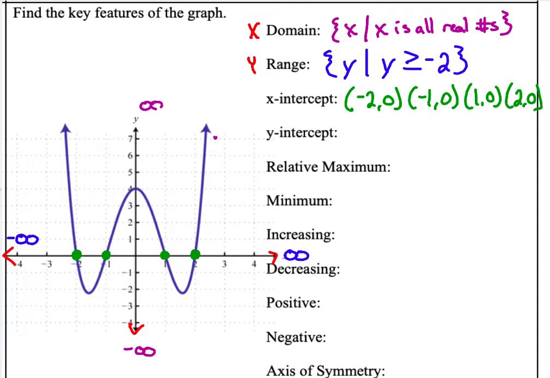Now our Y-intercept is just that, where it crosses the Y-axis. In this case, it only crosses at one point, and that's the point (0, 4). Okay.